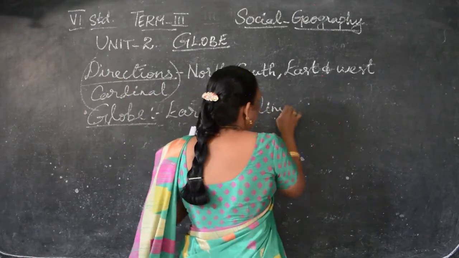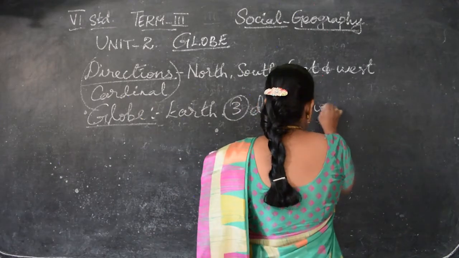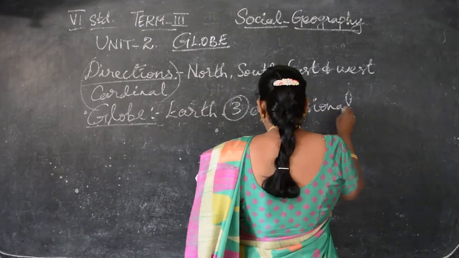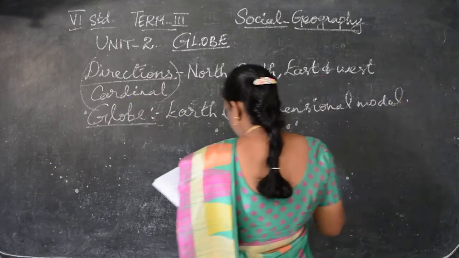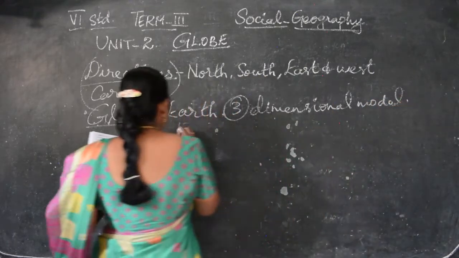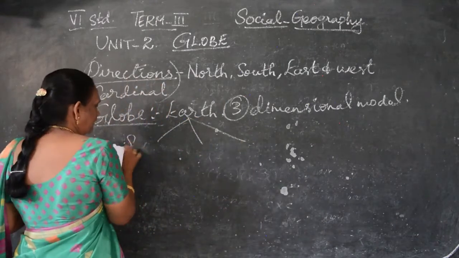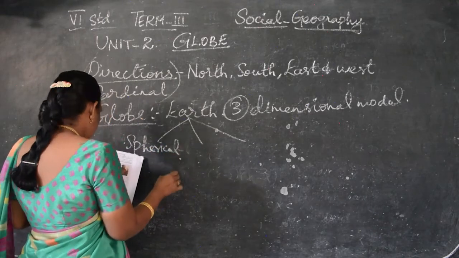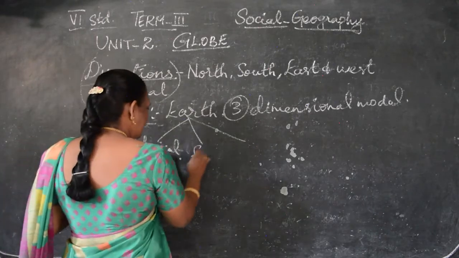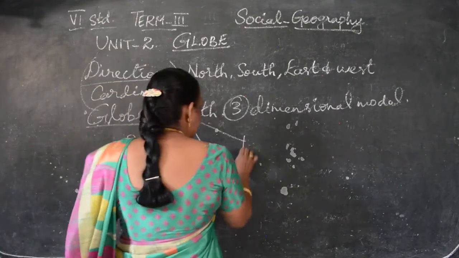3-dimensional model. Three-dimensional model of the Earth. And what are they? The Earth is having 3-dimensional பார்த்தோம். என்னென்ன? First one is spherical in shape, and next one is flat, and the third one is bulges.